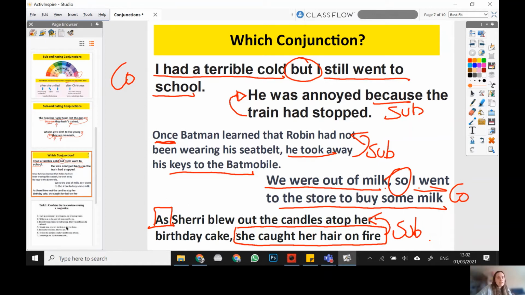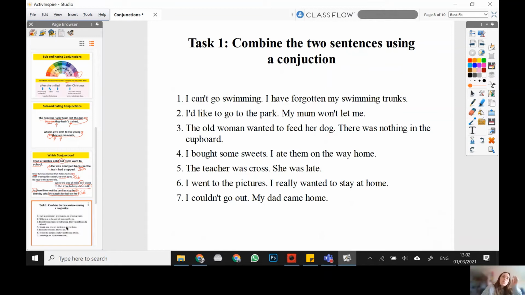So what we're going to do as our first task today is we're going to be rewriting these sentences using a subordinating or a coordinating conjunction. You can use either, okay? So we might have to change the sentences. So I'm going to do the first two with you, and then you'll be off to do it by yourself.